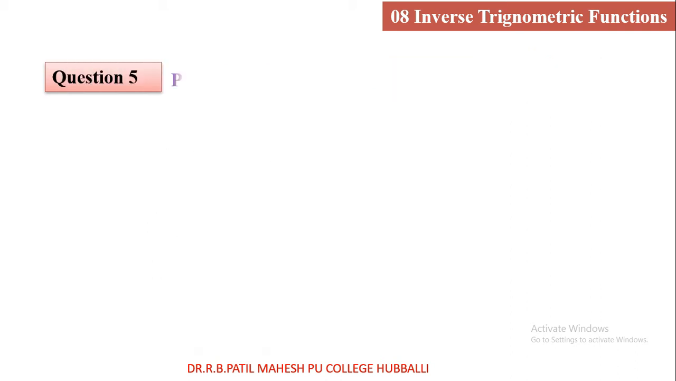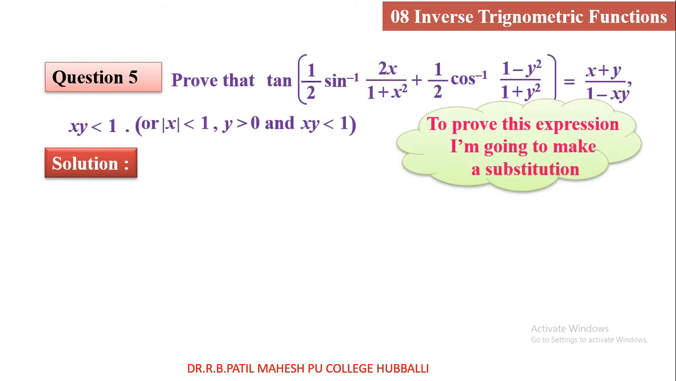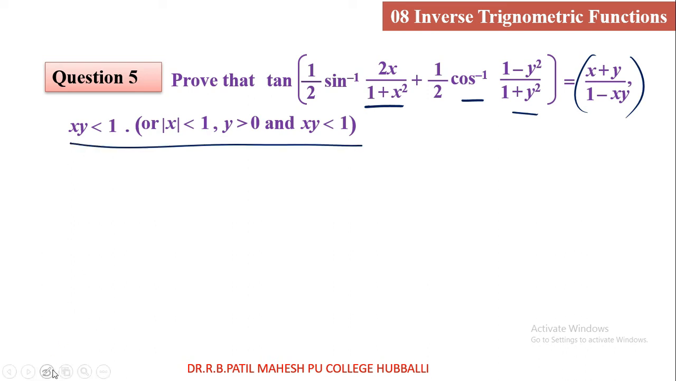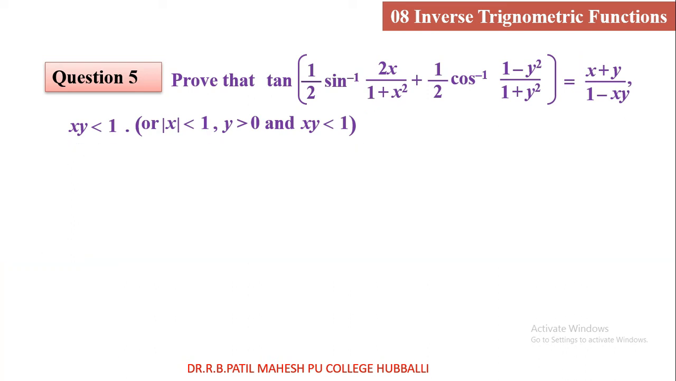Question number 5, prove that, very important, prove that tan of 1 by 2 sin inverse 2x upon 1 plus x square plus 1 by 2 into cos inverse of 1 minus y square upon 1 plus y square is equal to x plus y upon 1 minus x into y. All these are conditions on x and y, not necessary to remember. Let us directly go to the proof.